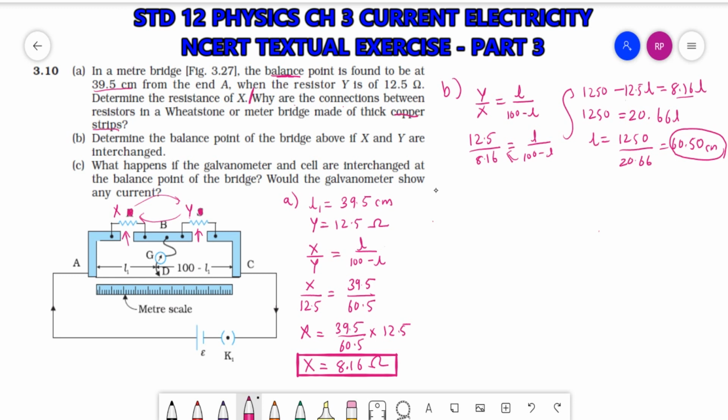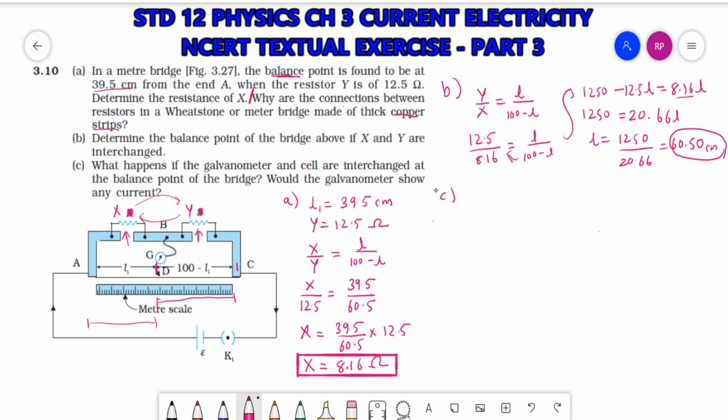You can see here that in the previous case DC was 60.50. Now when you interchange the resistors, AD becomes 60.50. So just by interchanging the resistors, L is interchanged. Now see what happens if the galvanometer and cells are interchanged at the balance point. Remember, in both cases the Wheatstone bridge is balanced, so in the other case also the galvanometer would not show any deflection.